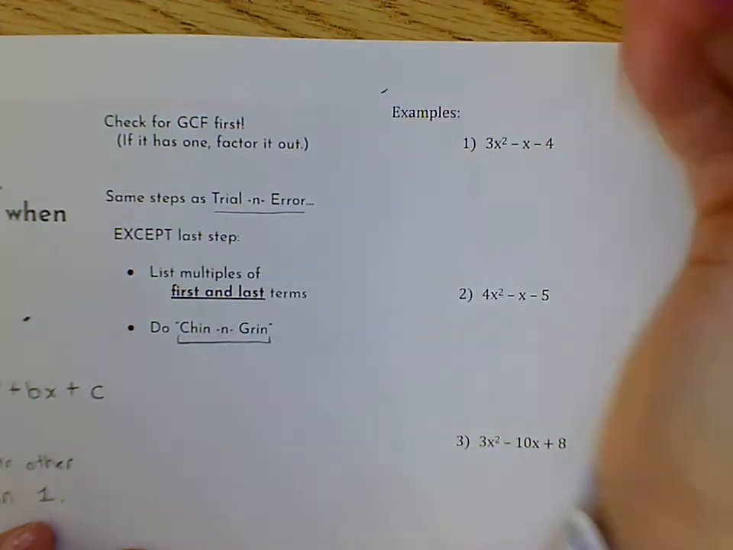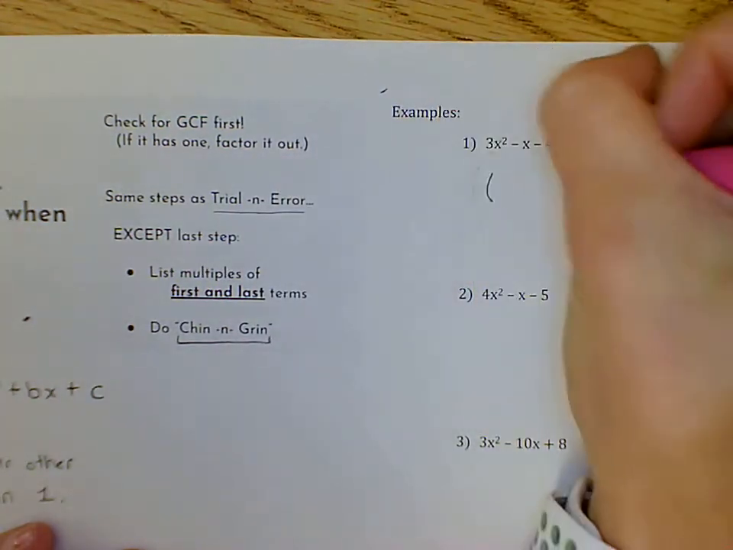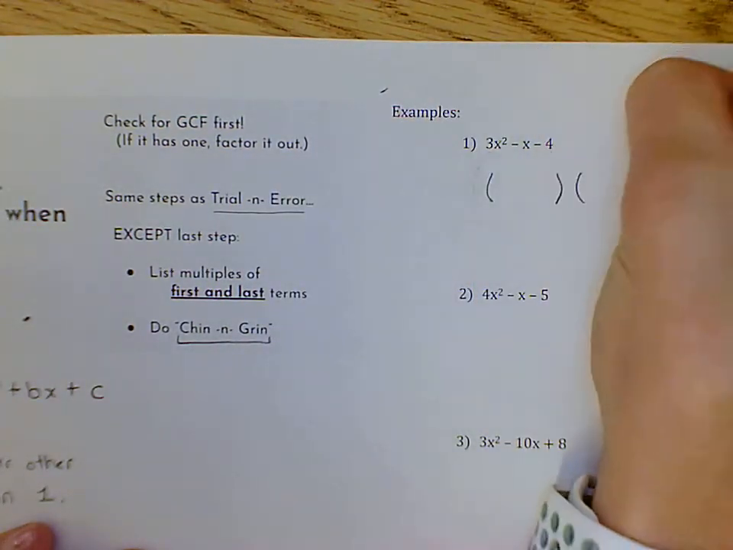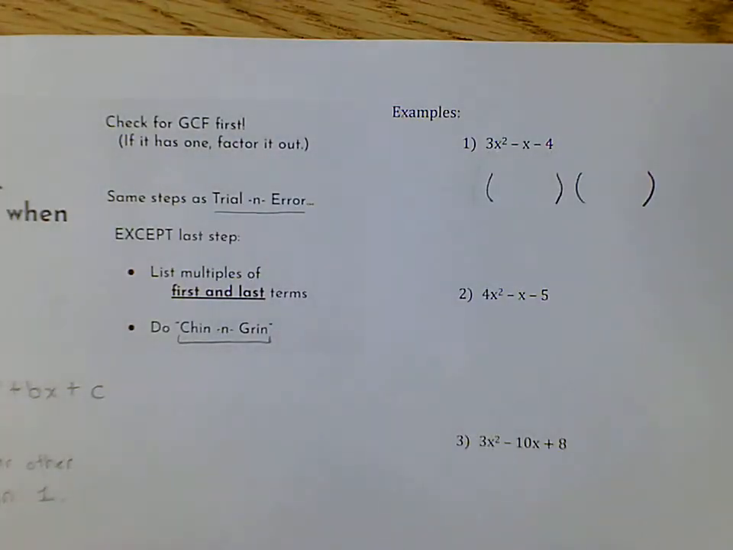You're still going to start by putting your parentheses. So we're going to put our parentheses, okay? And then you're still going to think through the multiples. If you want to go ahead and list the multiples to begin with, you can do that. If you would rather do that at the end, you can do that at the end, okay? That's up to your preference.